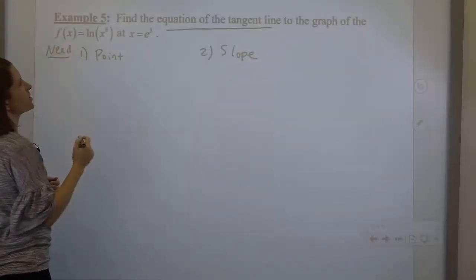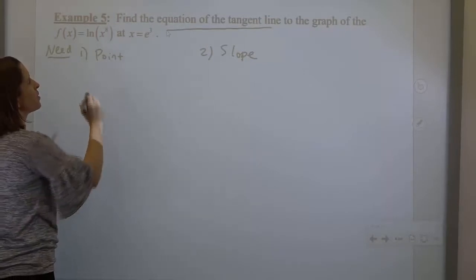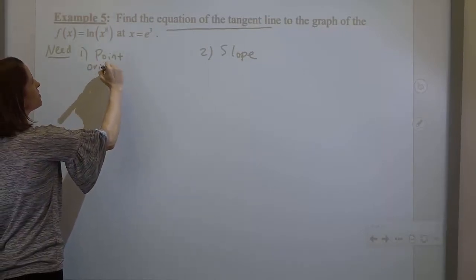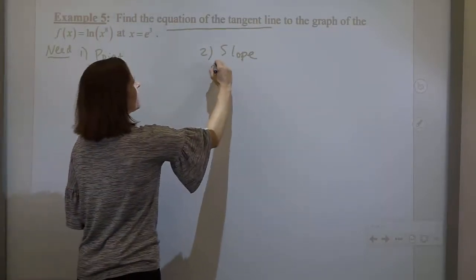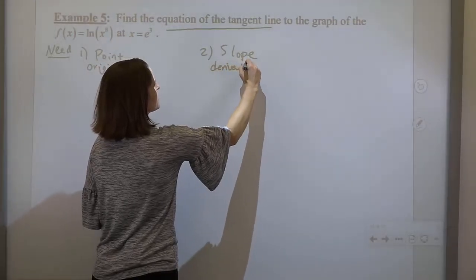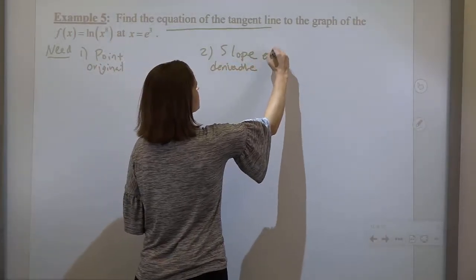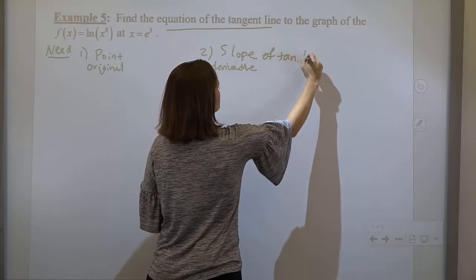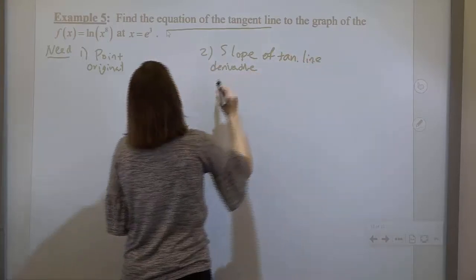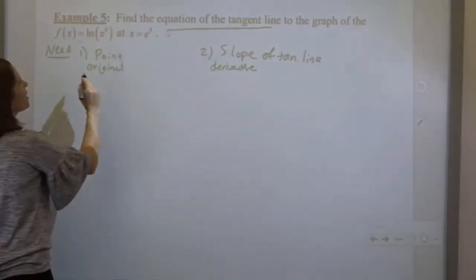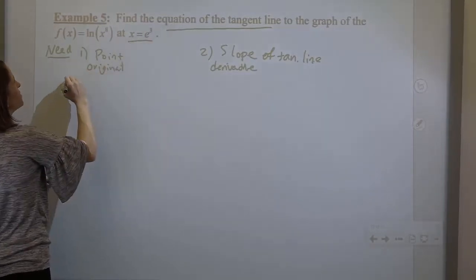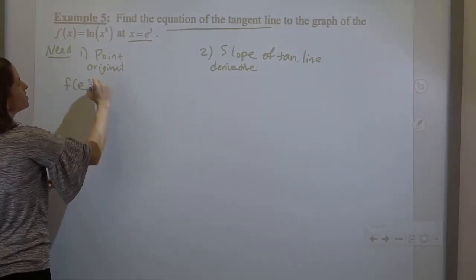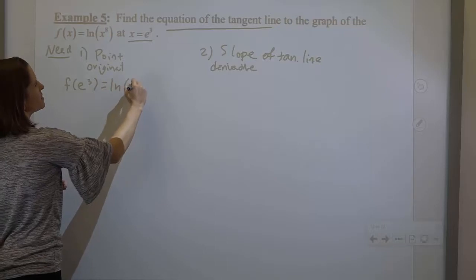And then we write the equation. So for the point, remember we always use the original function to get the point and the derivative function to get the slope of the tangent line. So we are going to plug the given x value into the original function to get the point.